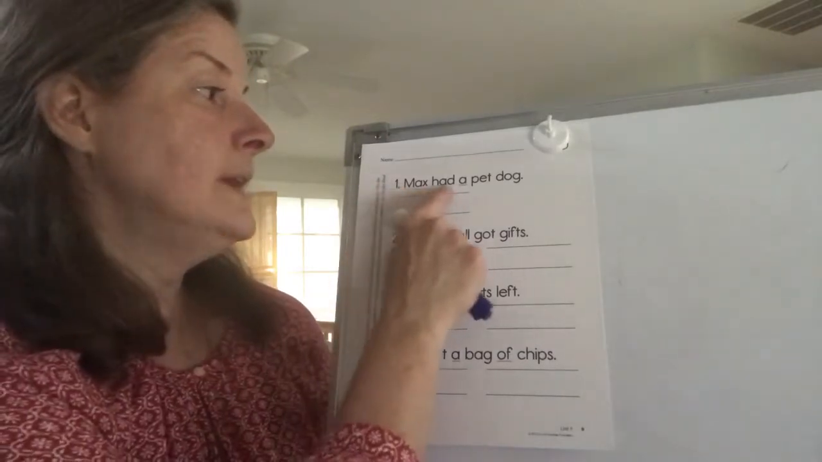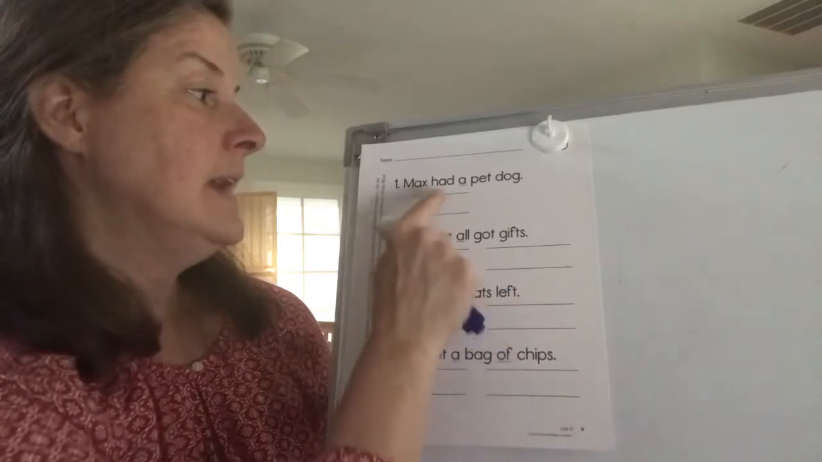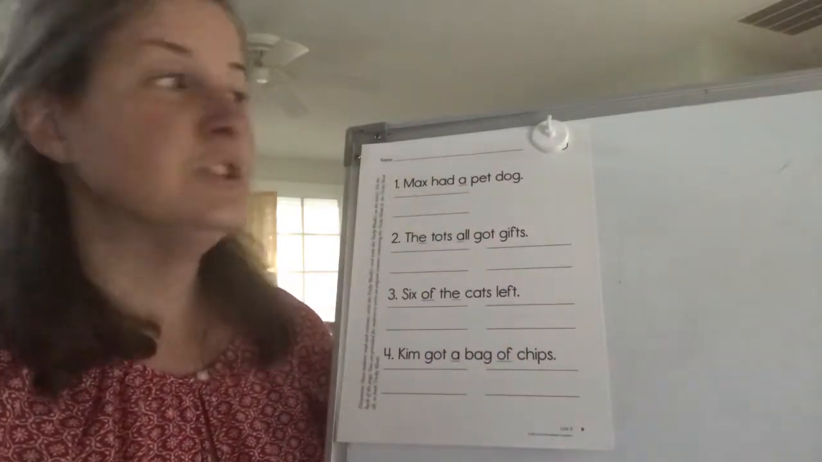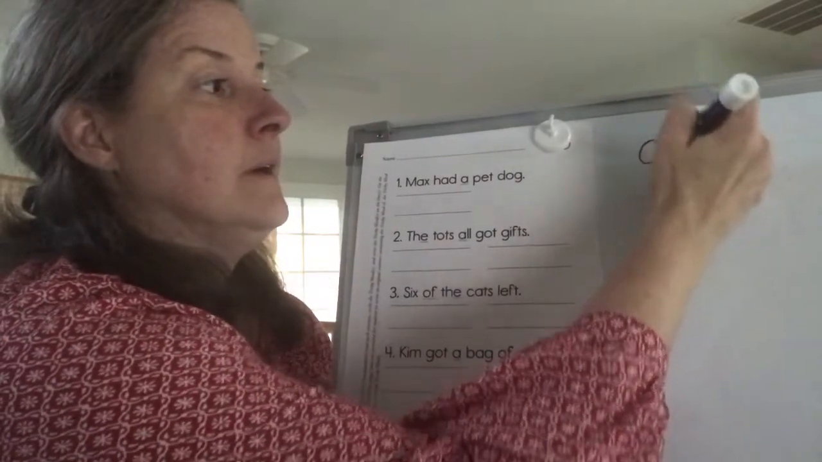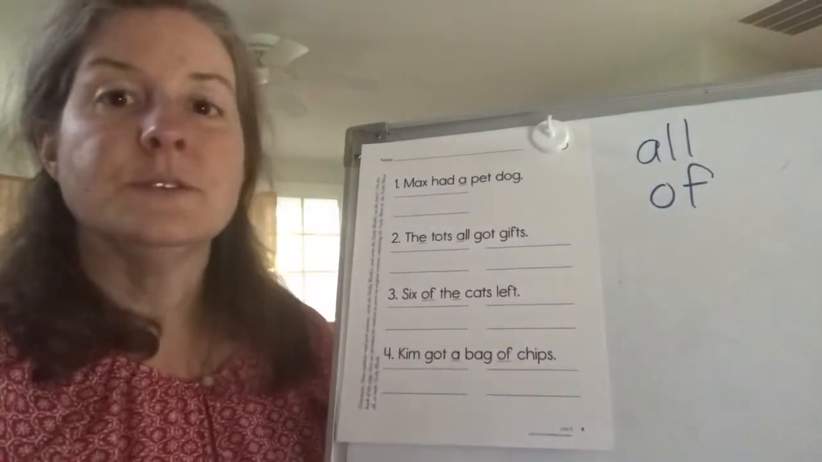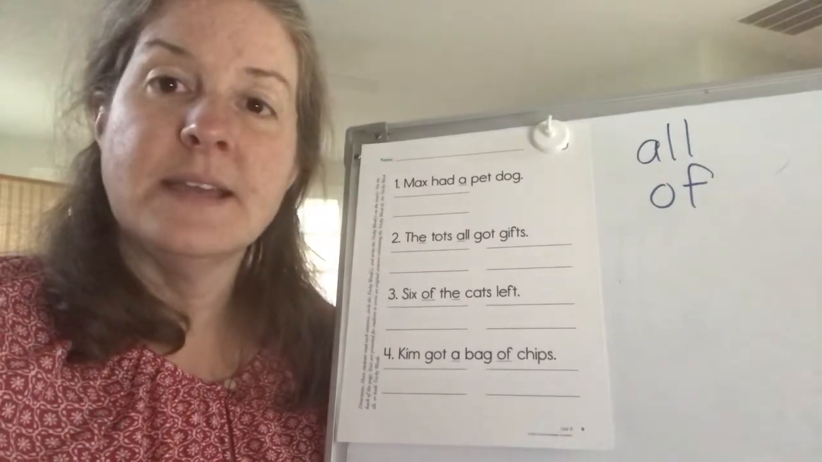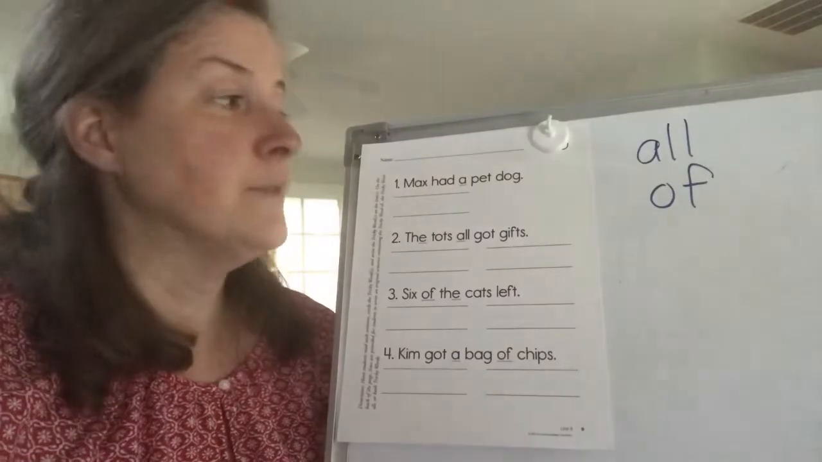We're going to read the phrase or read the sentence. All of these are sentences. And then you're going to circle the word that's the tricky word, the word that we just learned today. And those words were all and of. We're going to circle the word and then you'll write it on the line. It gives you practice recognizing the word, saying the word, and then writing the word. It's good to do all three.